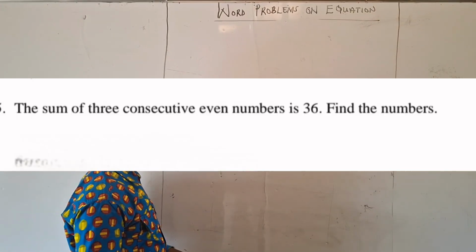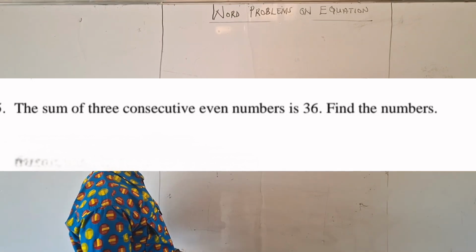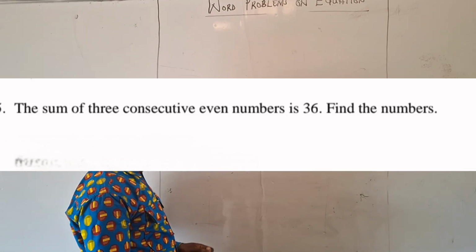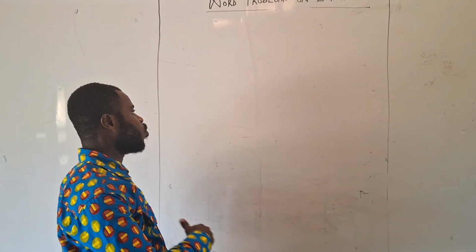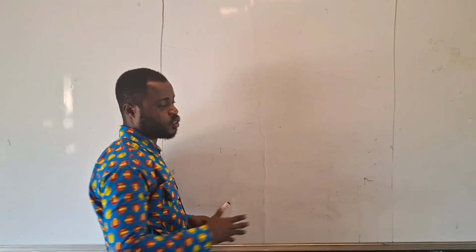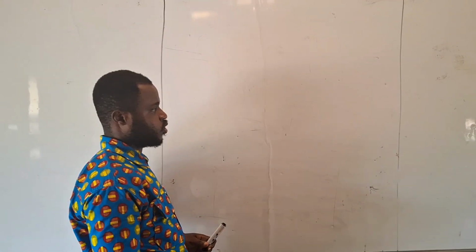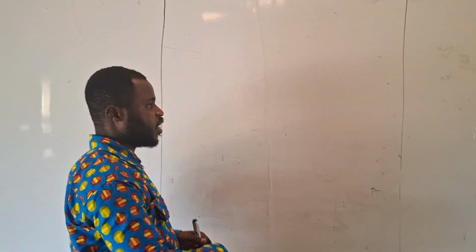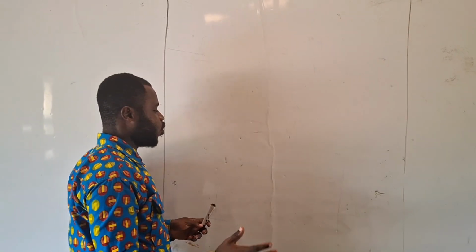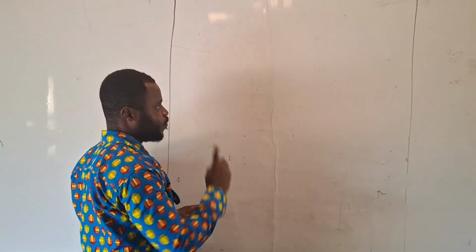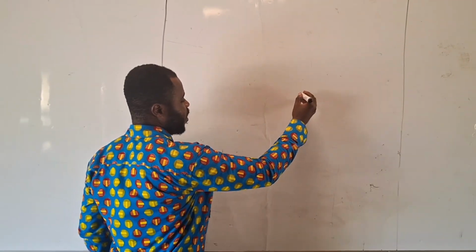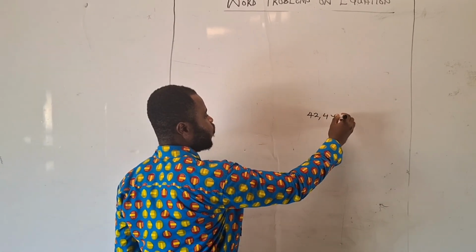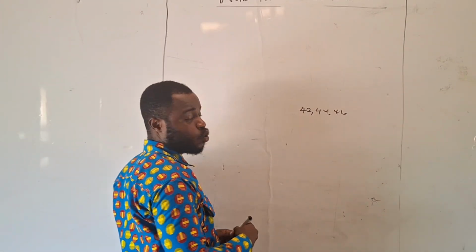The question says that the sum of 3 consecutive even numbers is 36. Find the numbers. We normally see this. Now the word consecutive means continuous. It continues. Continuous even numbers, and it can be any even numbers. So even if I'm starting from 42, the next one will be 44, followed by 46. It is consecutive.